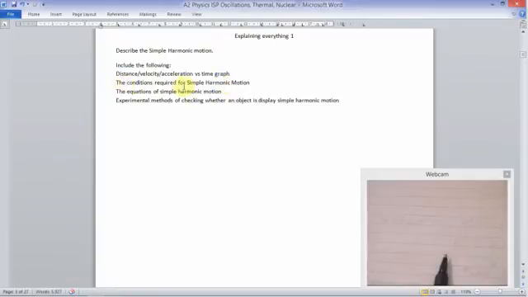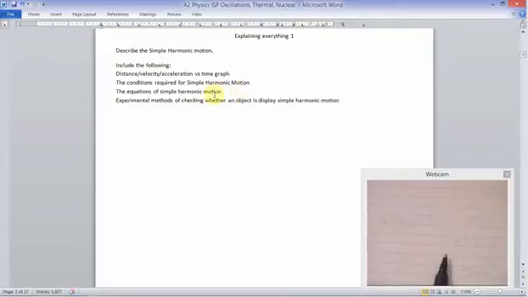The conditions required for simple harmonic motion: a force always acts in the opposite direction to motion. The force is always trying to return it to the equilibrium position. Force is directly proportional to negative displacement. That's the condition for simple harmonic motion. Also, you've got to remember that in simple harmonic motion the amplitude does not affect the time period, and there's always a force trying to return you to the central position.